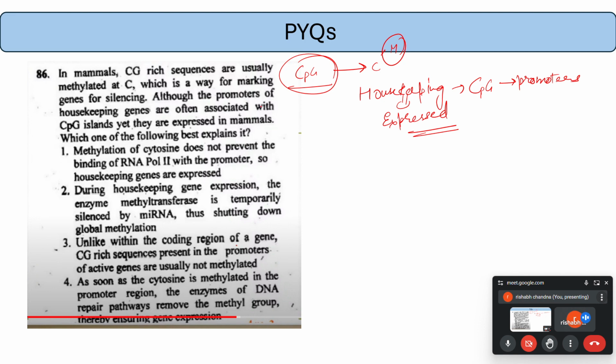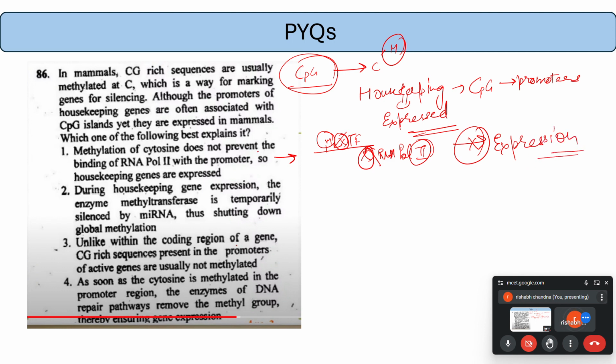So, this option is totally wrong conceptually. How? If the CpG island is methylated, the transcription factor will not be able to bind the promoter. Hence, RNA polymerase 2 cannot be recruited. So, there will be no expression of the gene. Okay, so here methylation of cytosine does not prevent the binding of RNA pol 2 with the promoter, and so housekeeping genes are expressed. So this is the explanation. So this option is wrong.